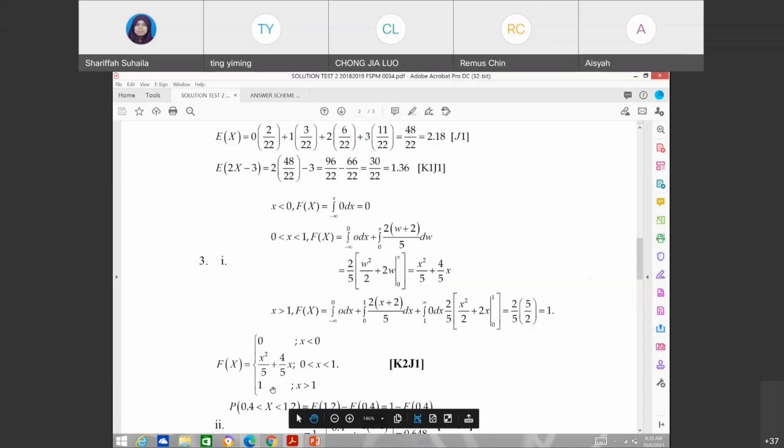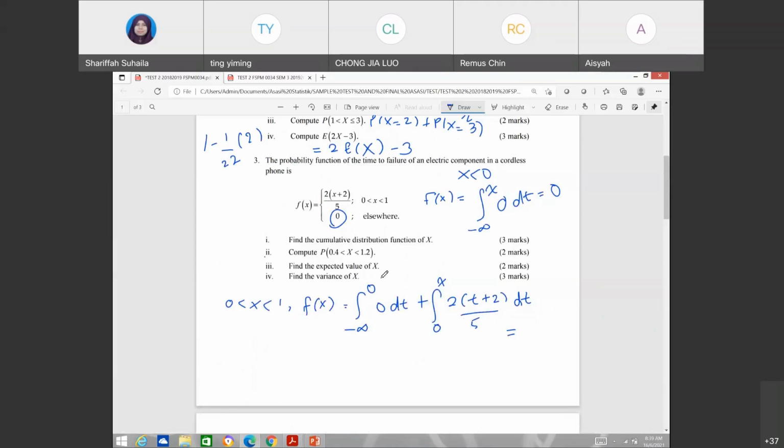Okay, next you want to find the probability, probability x between 0.4 and 1.2. So you have two alternatives. Either you want to integrate. So integrate.